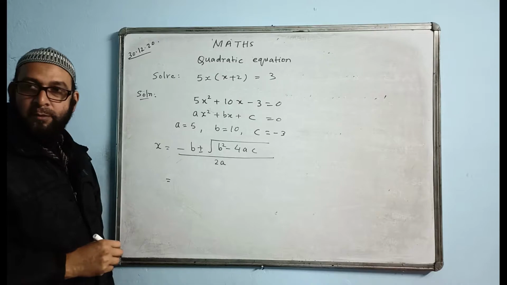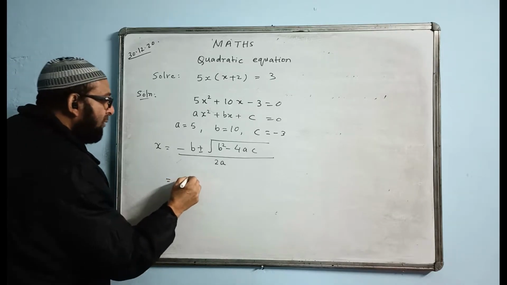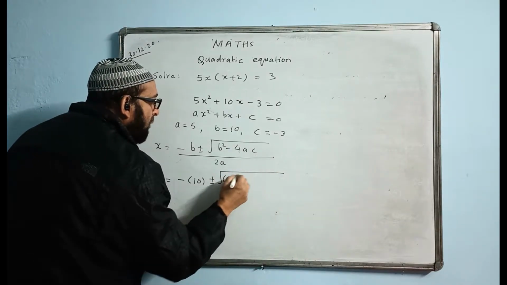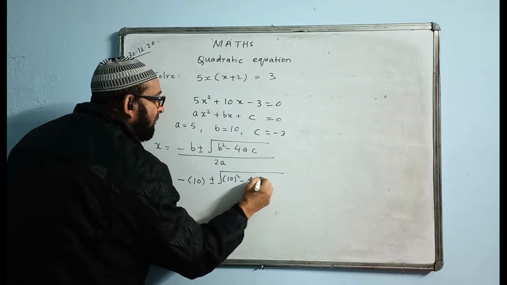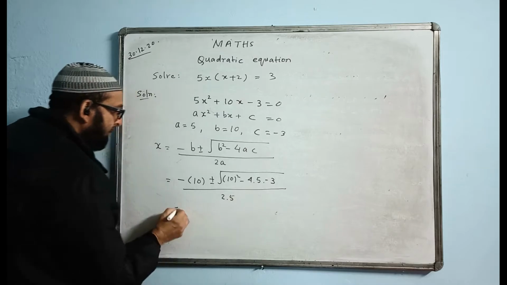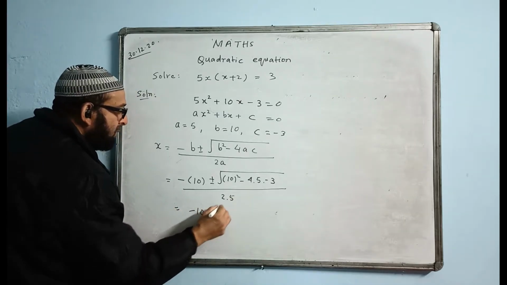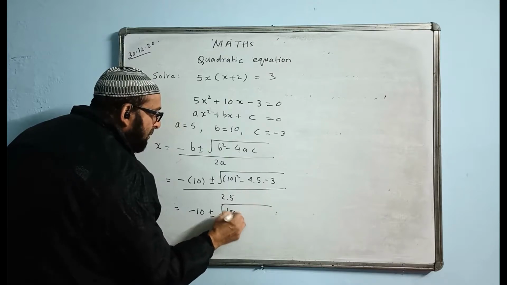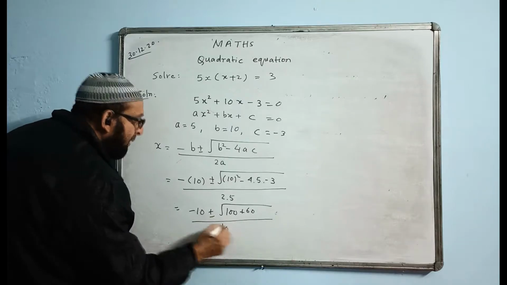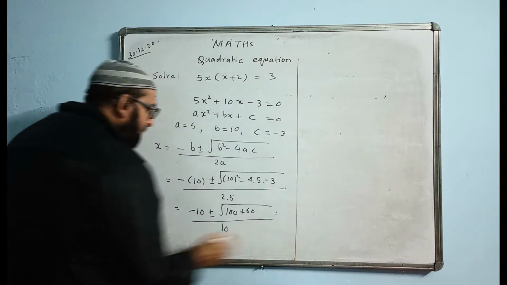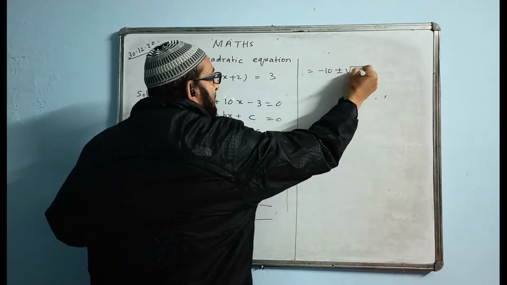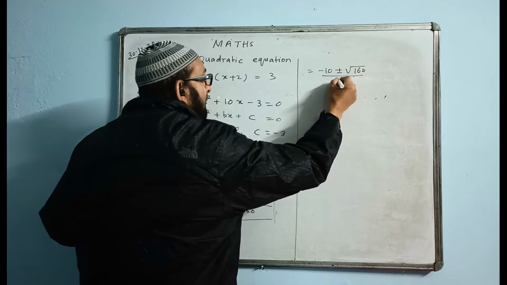Now we are using the formula. We put in the values: minus b, where b is 10, so write minus 10, within brackets plus or minus the root of 10 squared minus 4, where a is 5 and c is minus 3, upon 2 times 5. This becomes minus 10 plus or minus the root of 100, minus minus becomes plus 60, divided by 10. Here I get minus 10 plus or minus the root of 160, by 10.